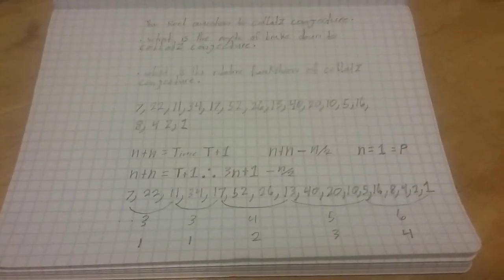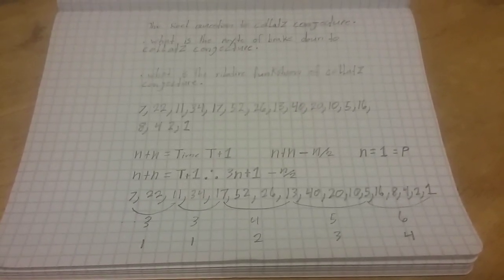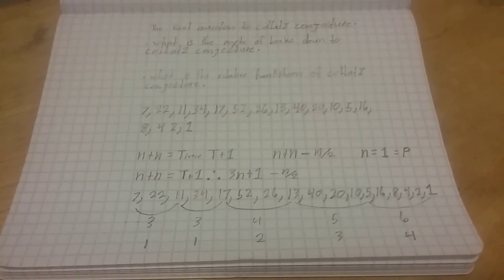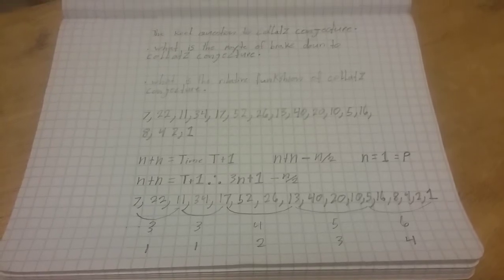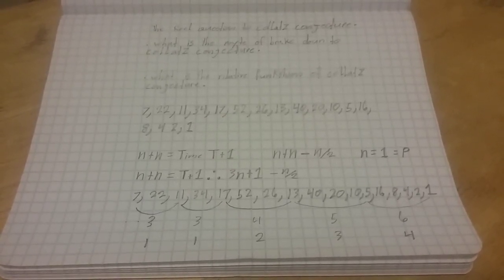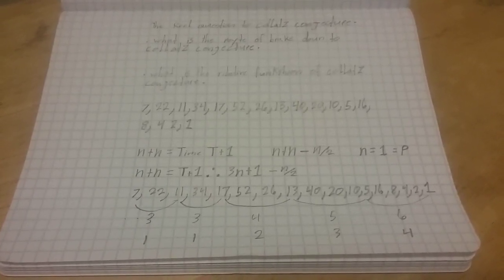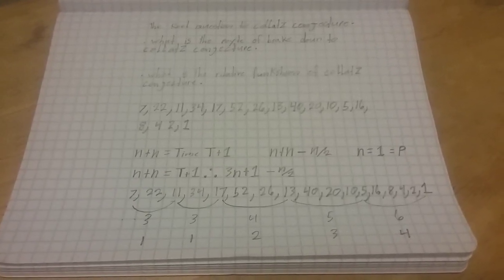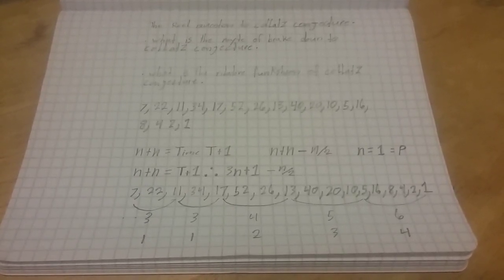Now again, the real question to Collatz's conjecture. And the first one is, what is the rate of breakdown to Collatz's conjecture? And the second question, what is the relative function of Collatz's conjecture? And the relative function I've expressed in the last video as well.